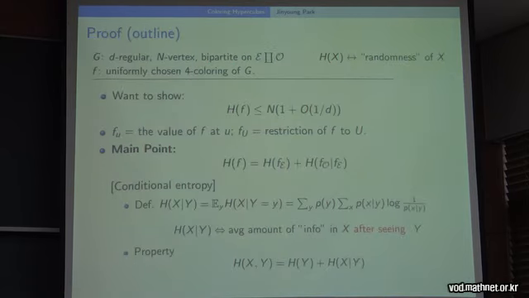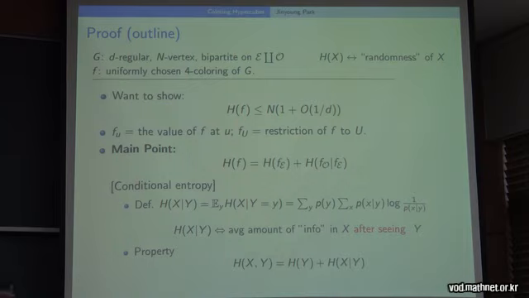Okay, so let me summarize. We want to show that h of F is at most that quantity. And let me give you some more notation. F sub u is the value of F at u, which means the color of the given vertex. And F sub big U is the restriction of F to U, which means the color assignment of the given set U. Okay?